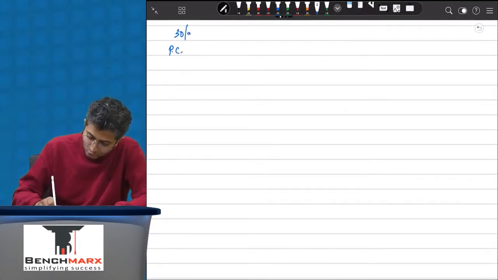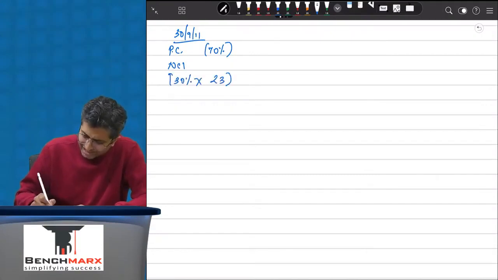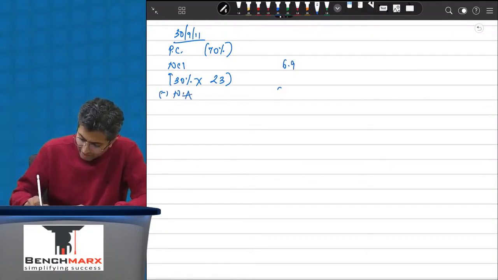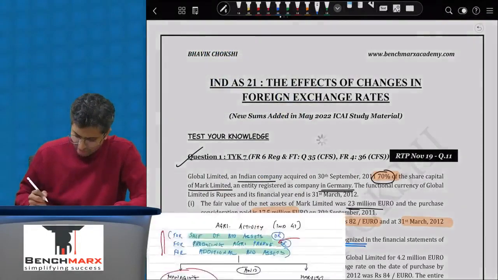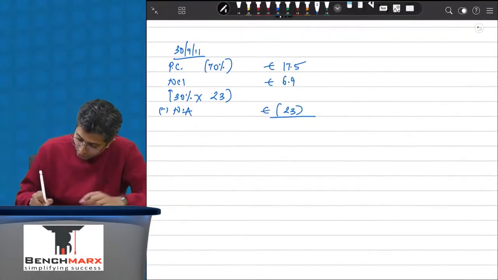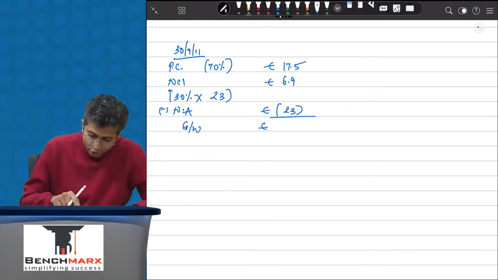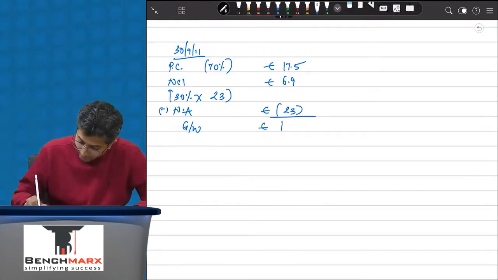So on 30th of September 2011, you will find the goodwill, which is PC, 70%, plus NCI, which is 30%, unless given, using the proportionate net assets method. 23 million is the net asset, so 6.9 is the NCI, minus the net assets. There is no tax rate given, and hence no separate deferred tax working. The PC, I guess, is 17.5. All of this is in euros. So the goodwill in euros is 17.5 plus 6.9 less 23, which is 1.4 million euros.